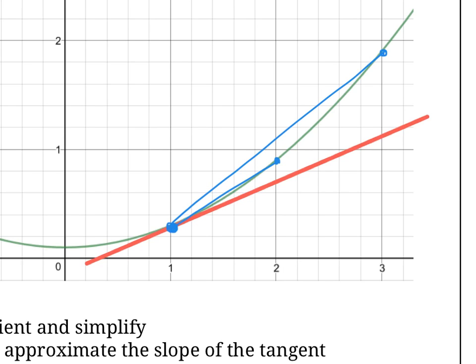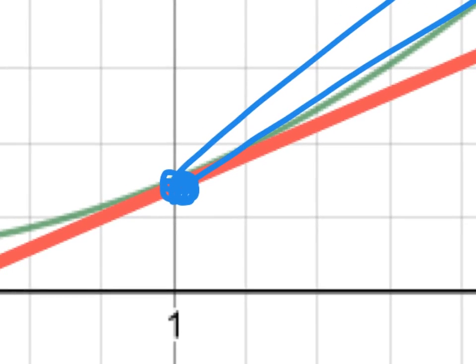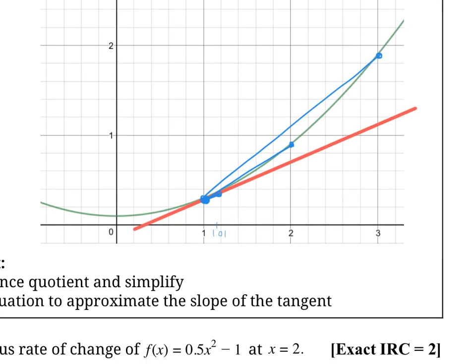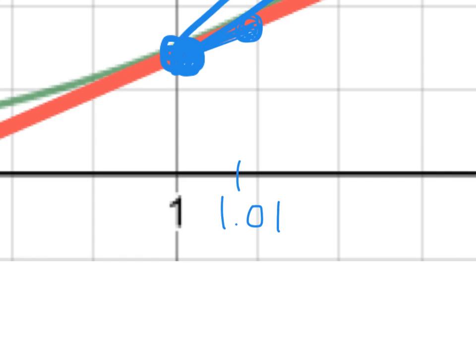But if we wanted to approximate the tangent even more, we can zoom in on that point. And let's say we wanted to find the slope of the tangent between 1 and like 1.01. So we wanted to find the slope of that little tiny line there. And that's going to be very close to the slope of that tangent line. And essentially that's what we do. We find that difference, and we call that difference between 1 and 1.01 h.